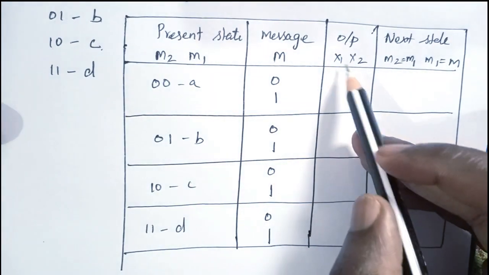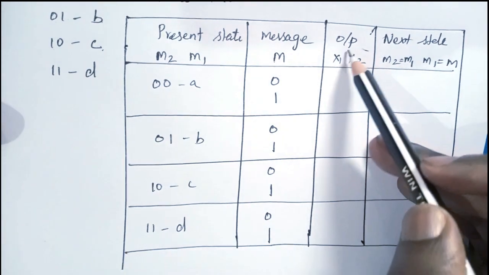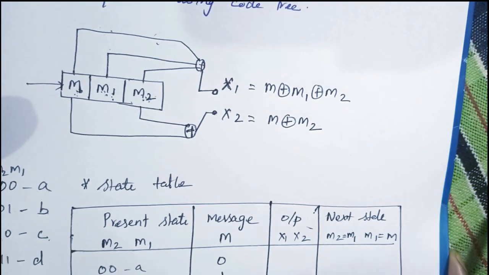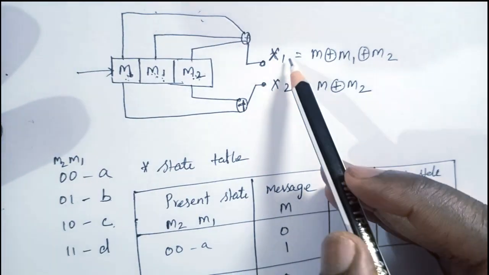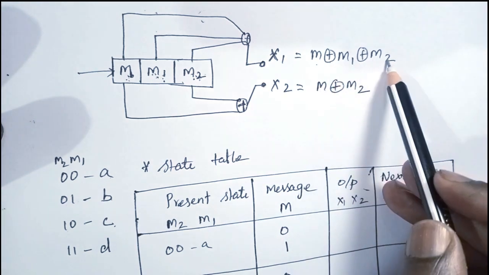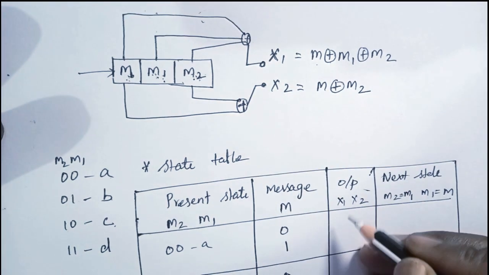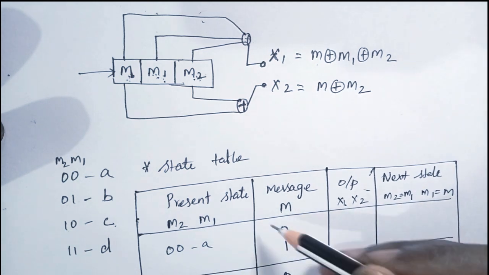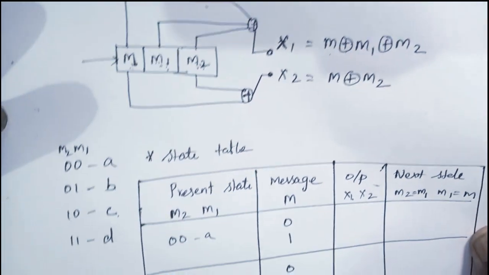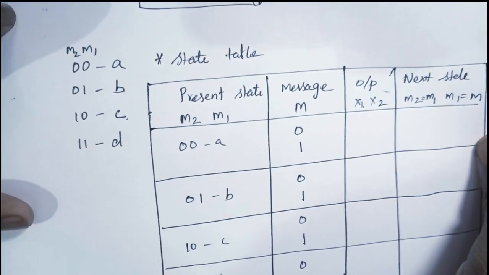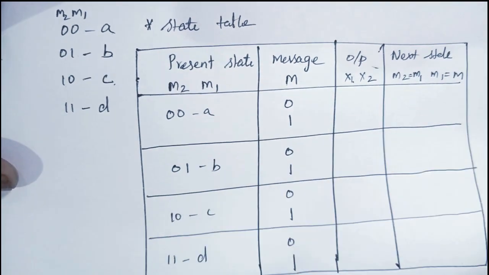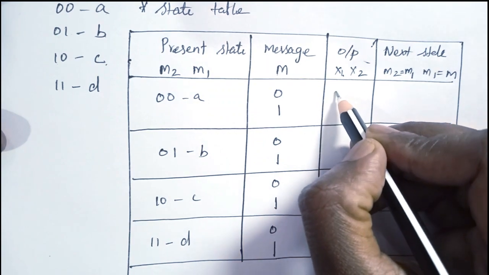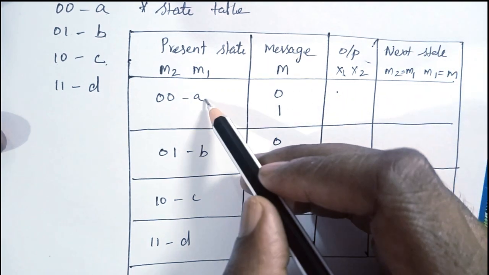So what is the output? Here we have to mention the output. We know from the encoder diagram that X1 is equal to M XOR M1 XOR M2 and X2 is equal to M XOR M2. So we are going to find the output first. Let's try to find the output. What is X1? X1 is M XOR M1 XOR M2.